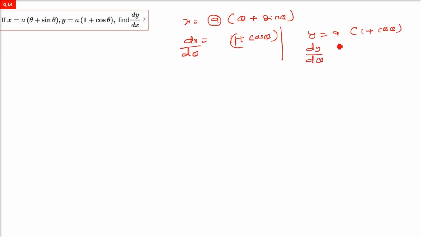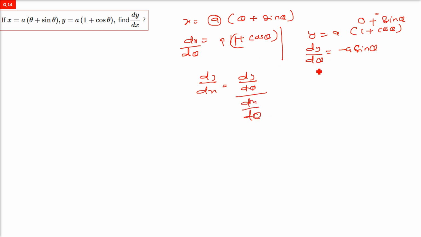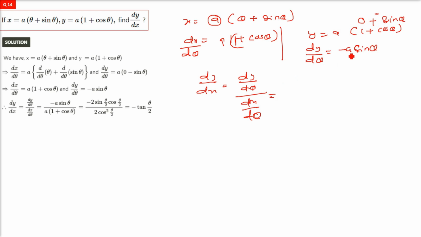So as I said, a will remain like that, and in 1 plus cos theta, 1 is going to be 0, cos theta is minus sin theta. So ultimately minus sin theta into a, minus a sin theta we are going to get. This is a(1 plus cos theta). So to find dy by dx, we have to take dy by d theta divided by dx by d theta. So simply we have to divide these two.